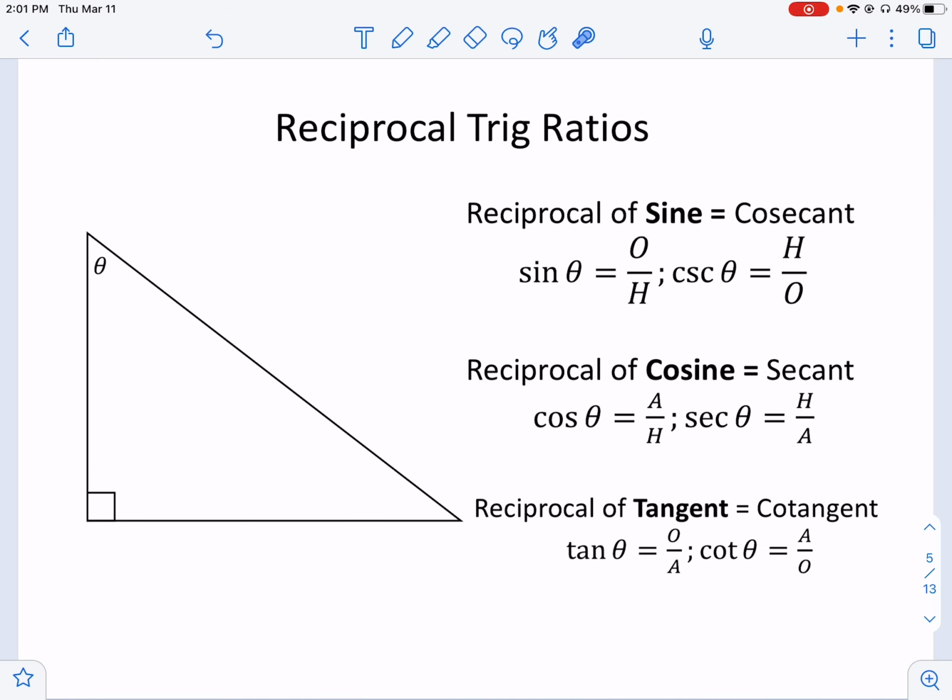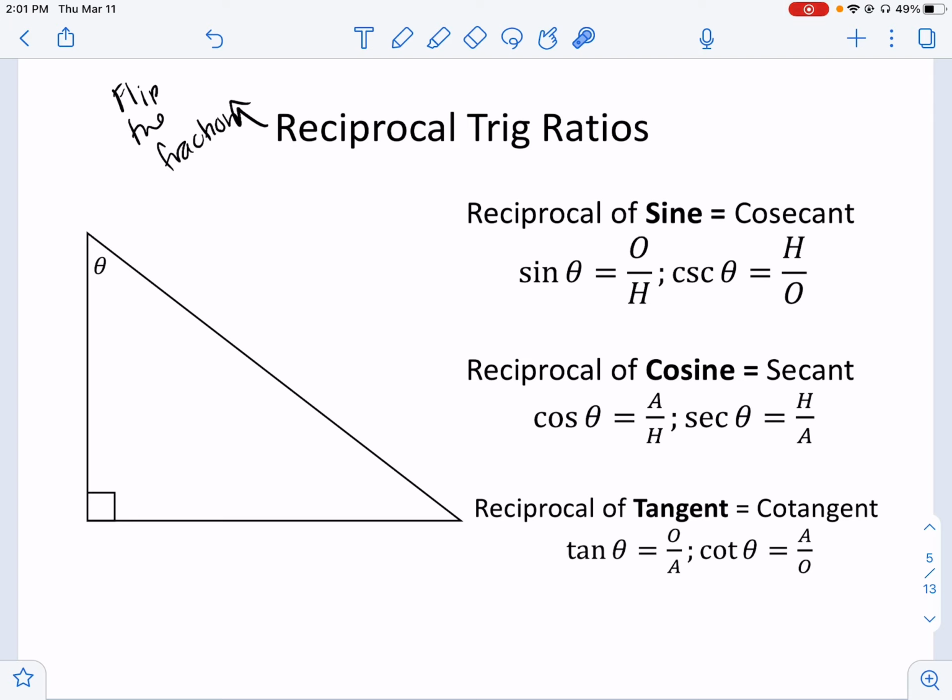As we keep looking, they also have their reciprocal. When we talk about a reciprocal, we mean to flip the fraction. So sine, we said, was opposite over hypotenuse. Well, if we flip that, we get hypotenuse over opposite. That's known as cosecant, which we represent as CSC. Cosine goes to secant. So when we flip adjacent over hypotenuse, we get hypotenuse over adjacent, which becomes secant. And then the reciprocal of tangent, opposite over adjacent, becomes adjacent over opposite, which we get cotangent.